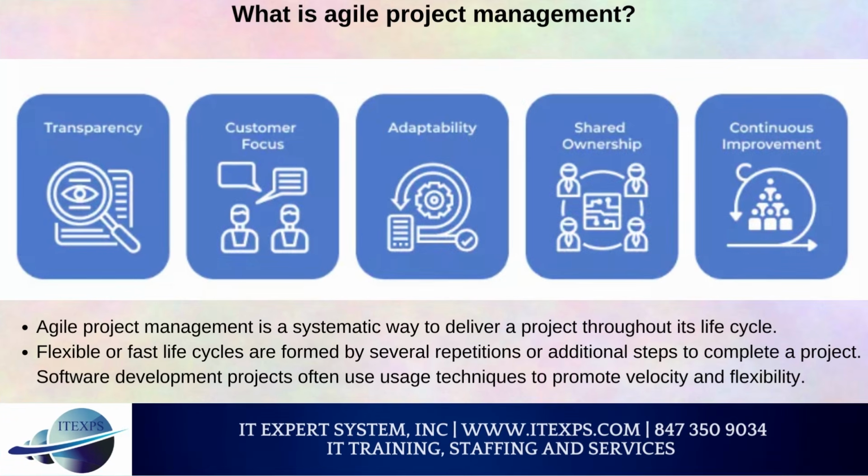10. What is Agile project management? Agile project management is a systematic way to deliver a project throughout its life cycle. Flexible or fast life cycles are formed by several repetitions or additional steps to complete a project. Software development projects often use iteration techniques to promote velocity and flexibility. The advantage of iteration is adapting as you go along rather than following a straightforward approach. One of the purposes of an agile or iterative approach is to reap the whole process benefits rather than just the latter. For the most part, agile projects should reflect moderate values and behavior of trust, flexibility, empowerment, and collaboration.